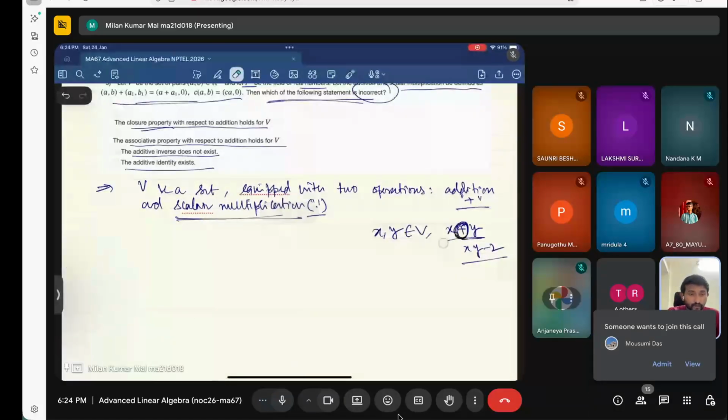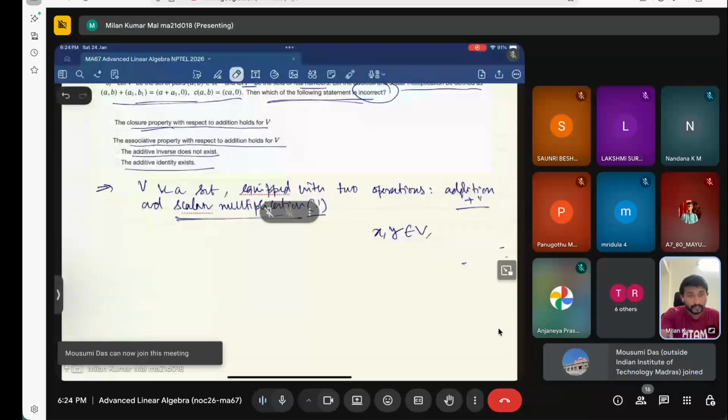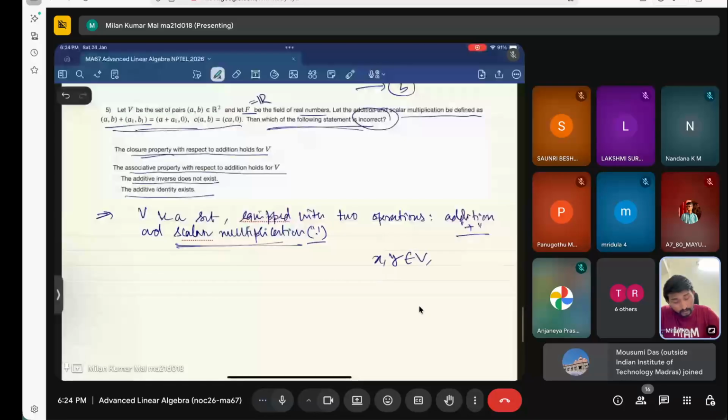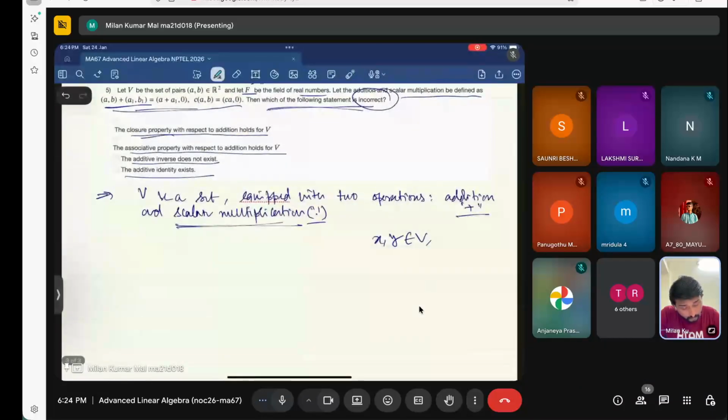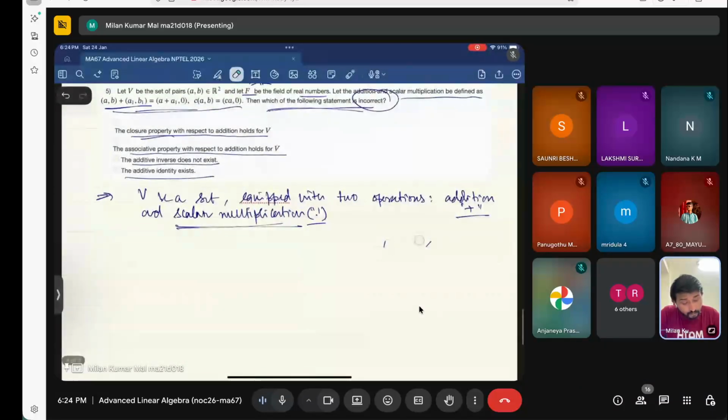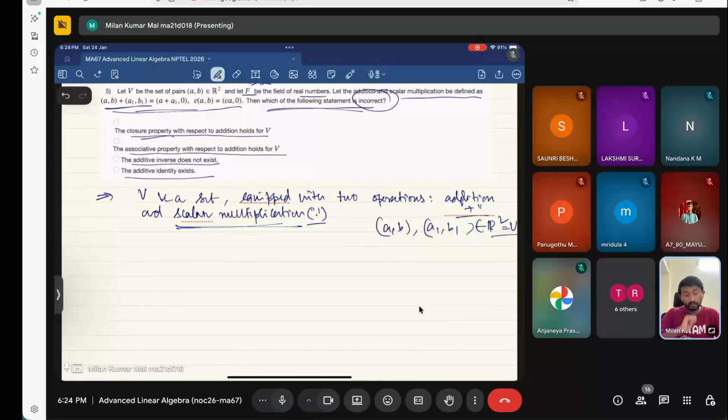Now here, the addition is given in this way. Suppose you have two elements, two pairs basically, (a, b) and (a1, b1) in R2. V is the set of pairs (a, b). So now we are defining addition like this way, (a, b).